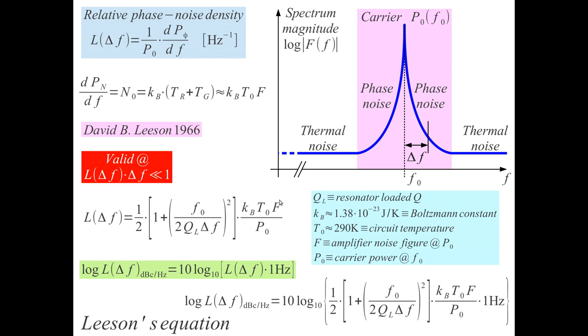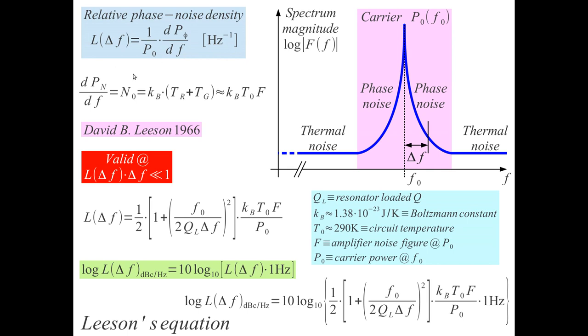We build this as our noise source, kBT0F. This is now PN, per unit of frequency. We calculate just the relative phase noise density, d phase noise over df, and relative because we relate it to the carrier power P0. And this is now a quantity we can calculate out.